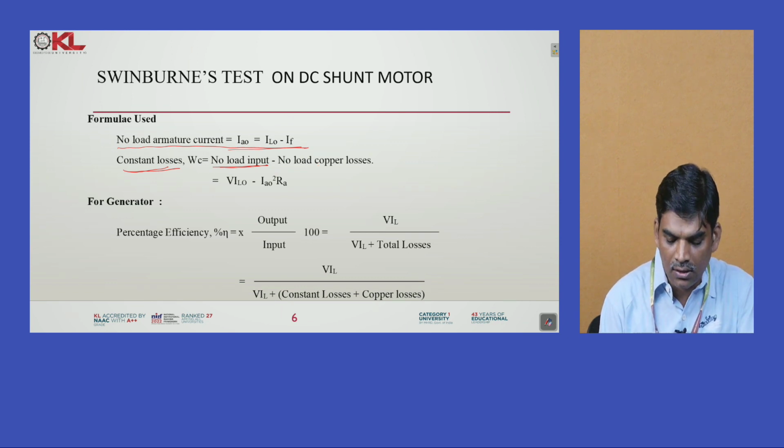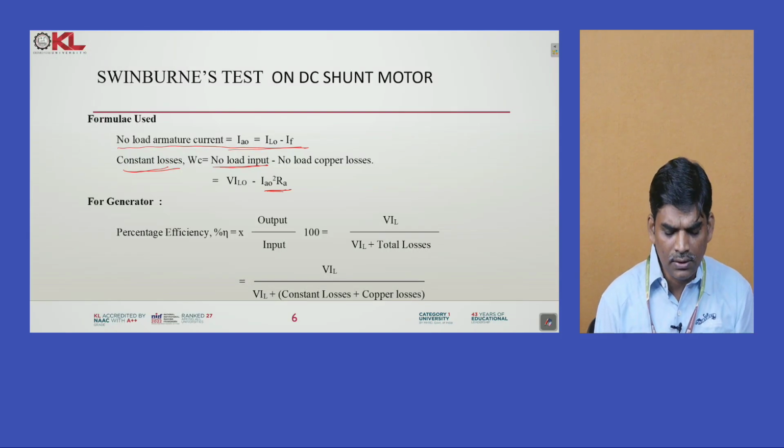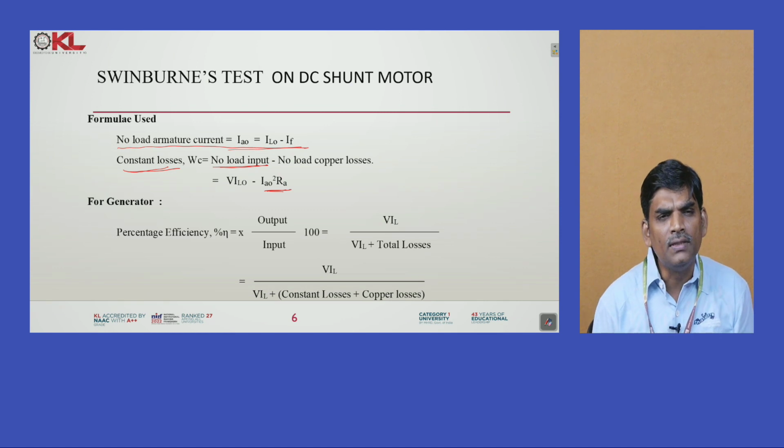I want to calculate only the constant losses. Here Wc is equal to the total input minus the variable no load copper loss. So by using Swinburne test data, we are calculating the constant losses only. This no load test data gives the constant losses. Once you know the constant losses, you can calculate the efficiency of this DC machine.